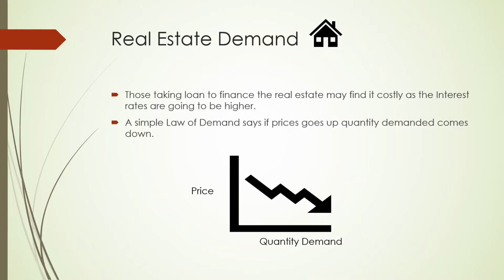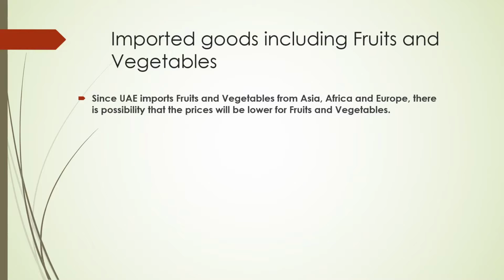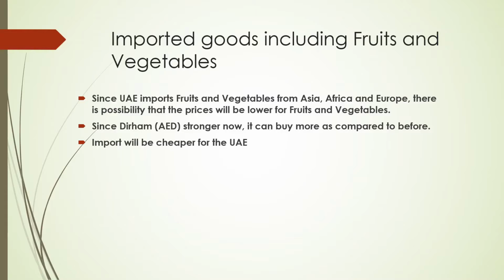Imported goods including fruits and vegetables. This is a good thing, that since dollar is appreciating and dirham is also appreciating, as a result you will find it cheaper to buy fruits and vegetables and other goods and services from Asian countries or African countries, also the same. Okay, so it's basically that imported items are going to be a little cheaper if it is from Africa, Asia, or Europe, right? So it can buy more, and import will be cheaper for UAE, but export from UAE is going to be costlier for other countries.